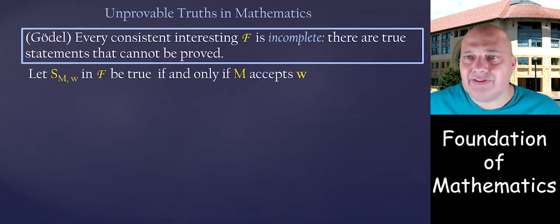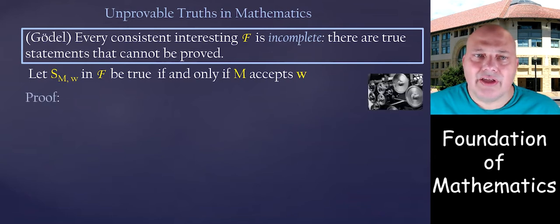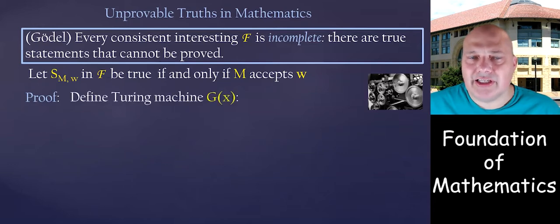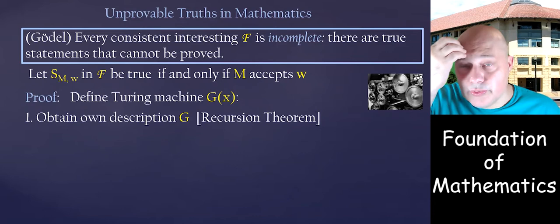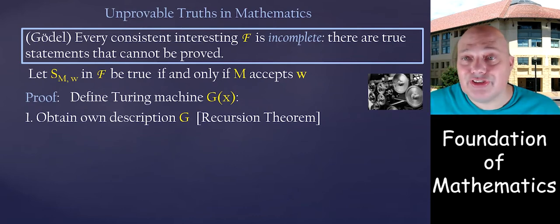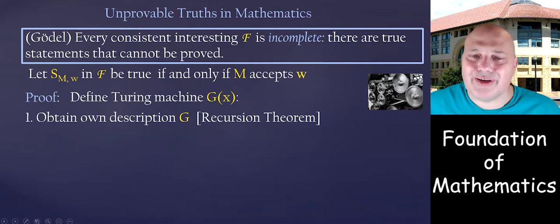So we have these special statements that we like. S_{M,W} in F is true if and only if M accepts W. So let's prove this Gödel theorem. And let's define a Turing machine G. And now that we know the recursion theorem, we can assume that G can obtain its own description, right? So let's use it. It will make our life easier.